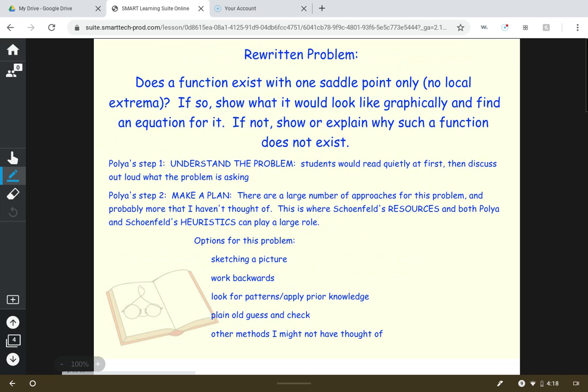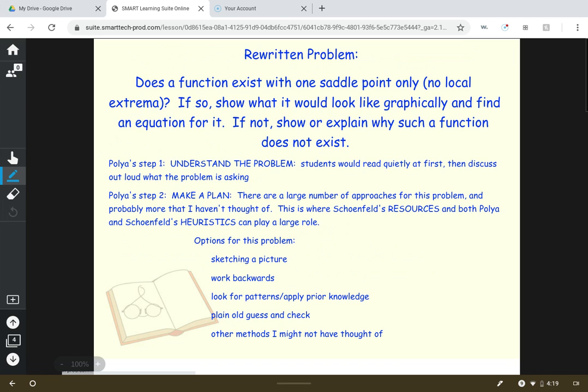So for Polya's step 1, understanding the problem, I would anticipate that students would read this quietly. I usually try to have at least 30 seconds to a minute of quiet reading where students just kind of read, digest, and think for a minute, then discuss in their groups exactly what the problem is asking. Maybe during the understanding the problem time, they would even start making a conjecture of whether or not the function does exist. Step 2, when they're making a plan.